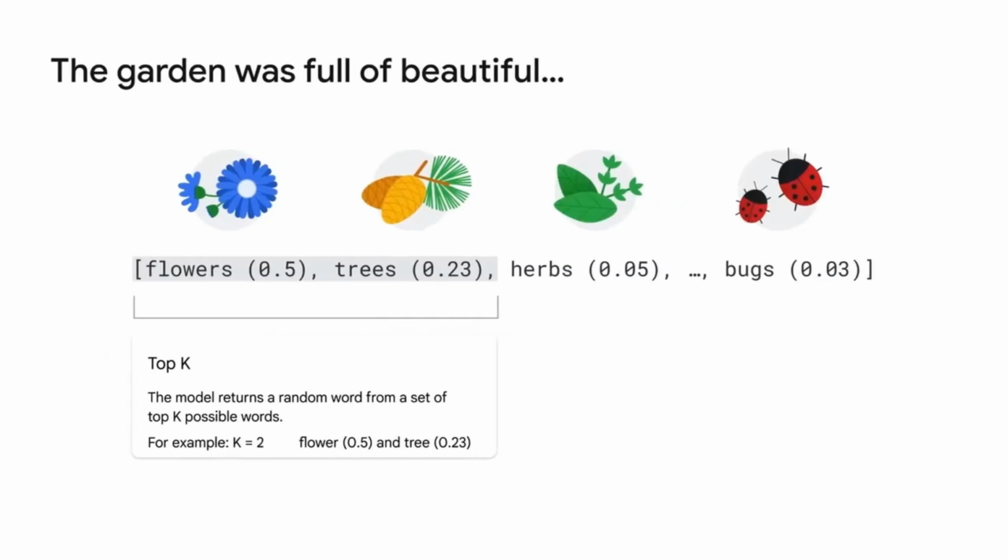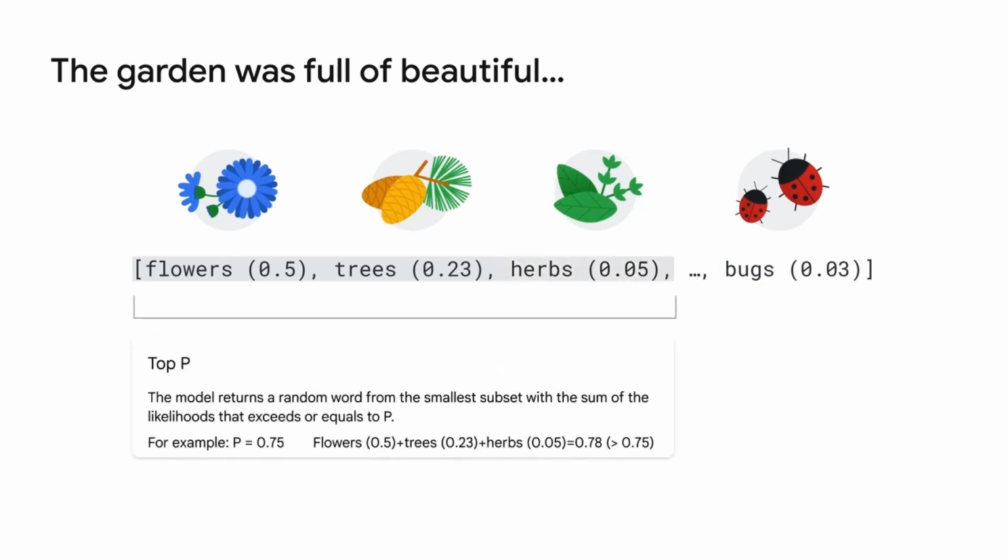In addition to adjusting the temperature, top K lets the model randomly return a word from the top K number of words in terms of possibility. For example, top 2 means you get a random word from the top 2 possible words, including flowers and trees. This approach allows the other high-scoring word a chance of being selected. However, if the probability distribution of the words is highly skewed and you have one word that is very likely and everything else is very unlikely, this approach can result in some strange responses.